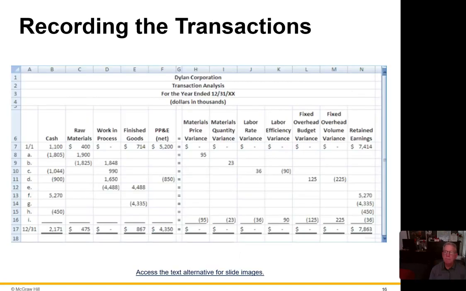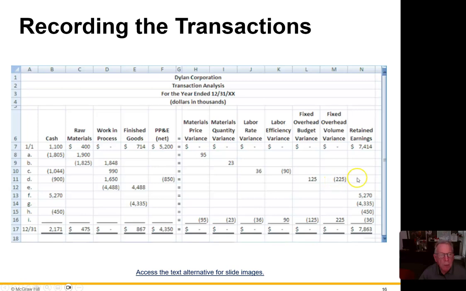Okay. So now if I put that all into this spreadsheet, I get something that looks like this. And here it all is. Here is our raw materials purchases and our material price variances, our material quantity variances, our labor rate variances, our labor efficiency variance, our fixed overhead budget variance, and our fixed overhead volume variance.